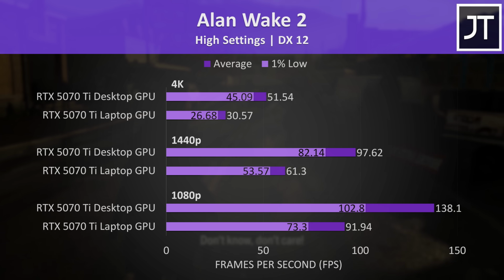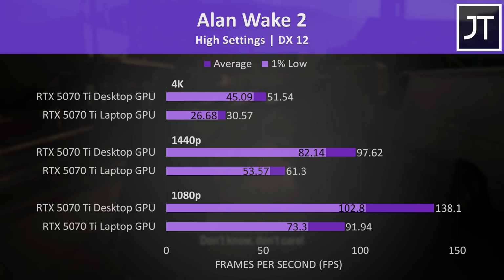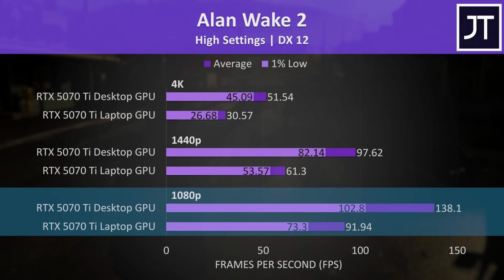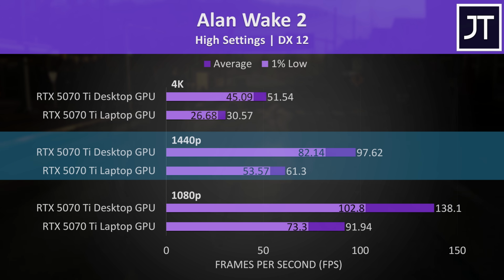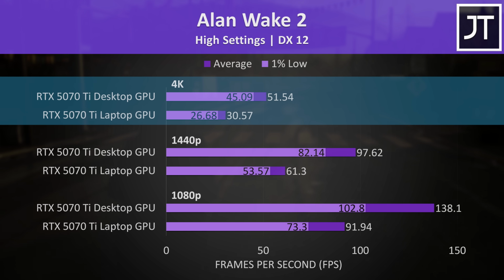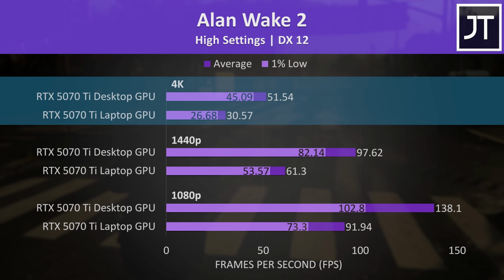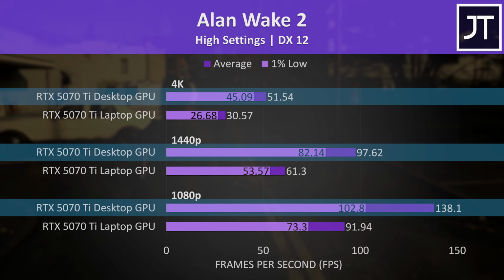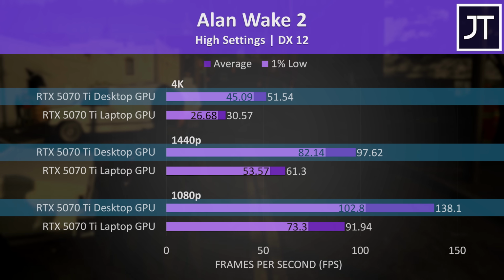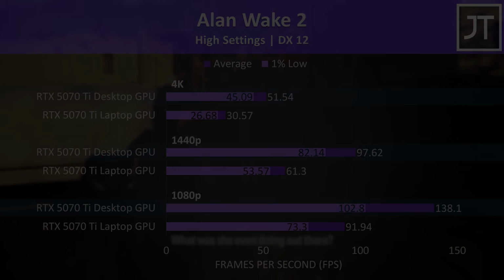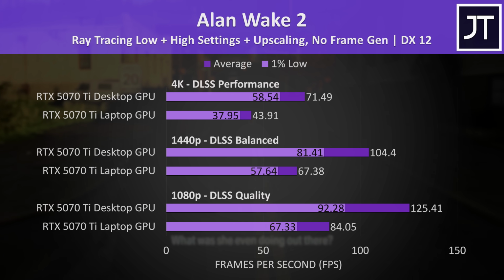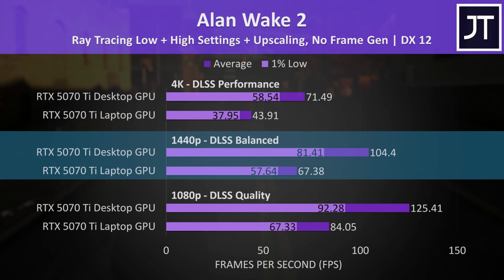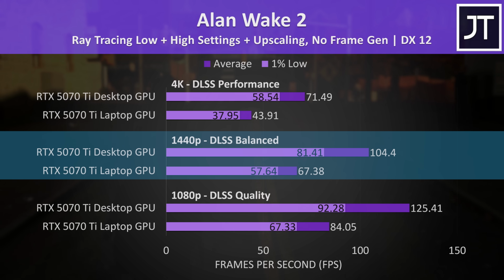And we see that big frame rate difference in games like Alan Wake 2, where the desktop was reaching a 50% higher average FPS at 1080p, 59% higher at 1440p, and 69% higher at 4K. Nice. Even the dips in performance on the desktop, as shown by the 1% lows, were higher than the average FPS coming out of the laptop, and it's similar if we enable ray tracing and use DLSS. The laptop is absolutely still playable at 1440p and above 60 FPS.